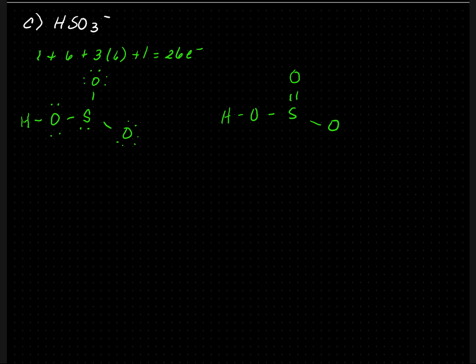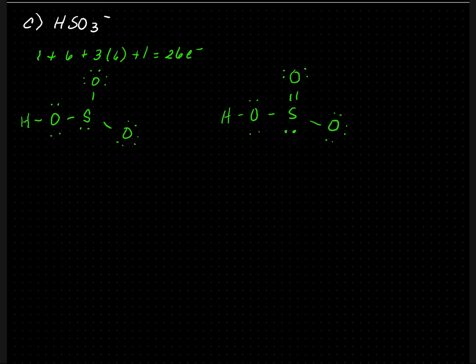The oxygen attached to the hydrogen already has 4, so it needs 4 more electrons. The double bond oxygen also has 4 electrons, so it needs 4 more. And the single bond oxygen needs 6 more. And then the central atom has 8, so it fulfills the octet rule. But if we count the total number of electrons in the Lewis dot structure, there's 24, and we need 26. The extra goes to the sulfur.